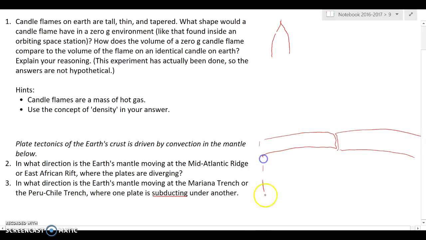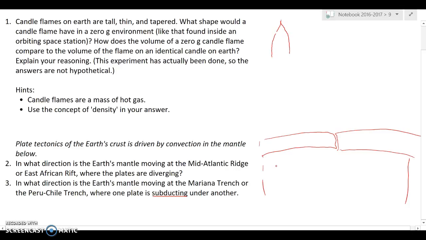Underneath the Earth's crust we have a layer called the mantle. The rock within the mantle is actually close to being a liquid. It can flow, it's a fluid. We actually get convection currents in the mantle. We get hotter regions of the mantle moving to the top, and we get cooler regions of the mantle moving to the bottom. I would like you to think about this when you answer questions 2 and 3.